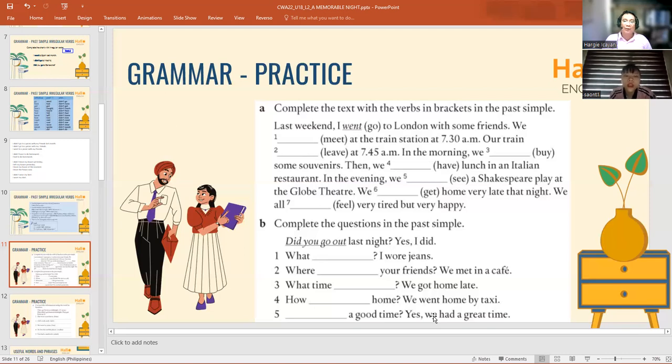So where did you meet with your friends? We met in a restaurant. Okay, and also you can say we met in a restaurant, or we met in a cinema, we met in a shop, we met in a department store, we met in a mall. So those would be possible answers.